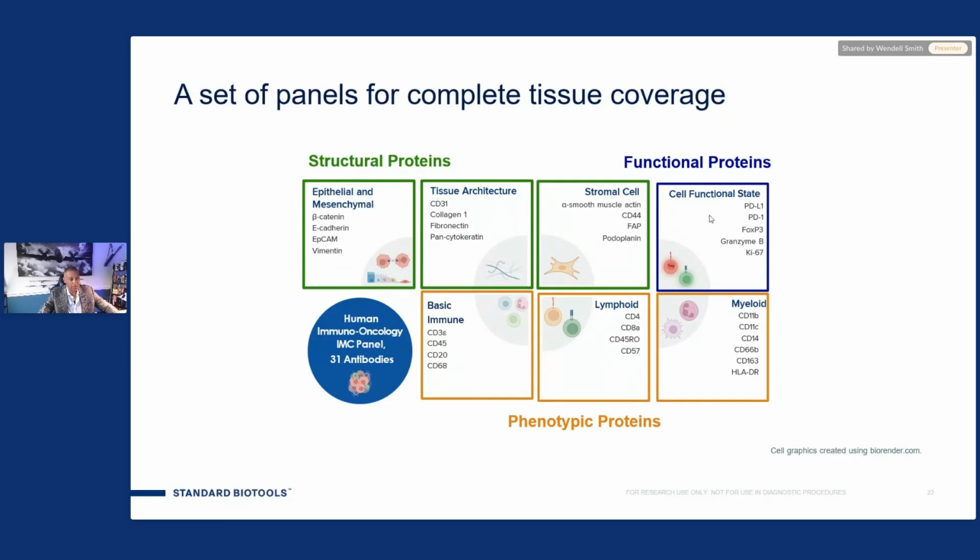And of course, we have a module that covers the functional state. So if we're looking at regulatory T cells, we have FOXP3. And of course, if we're looking at maybe NK cells, granzyme B, or other cells that kill, or proliferation, or some immune suppression, we have a kit that we think will cover the biology for most people who are interested in immunology, as well as oncology.